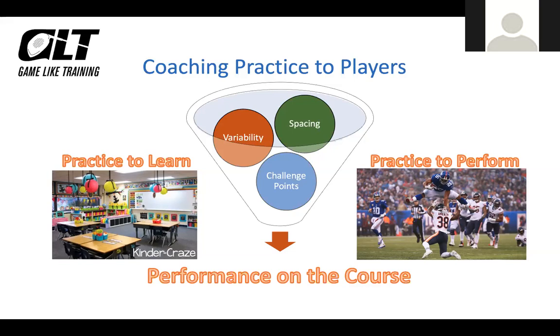Variability would be changing targets and clubs every 2 balls. So now I'm going to hit 20 balls in 20 minutes, changing clubs and targets every 2 balls. And then I'm going to create a challenge point. The challenge point says I'm working on hitting a draw. So every ball that starts right and curves left that I hit relatively solid, I get a point for. And today I'm going to try to get 12 points. So if I hit 20 balls in 20 minutes, changed targets and clubs every 2 balls, and created a challenge point, I'd have an awesome practice session.